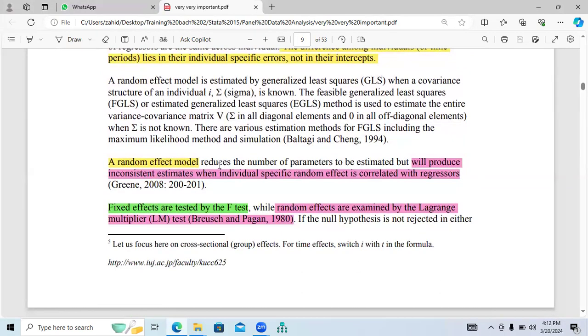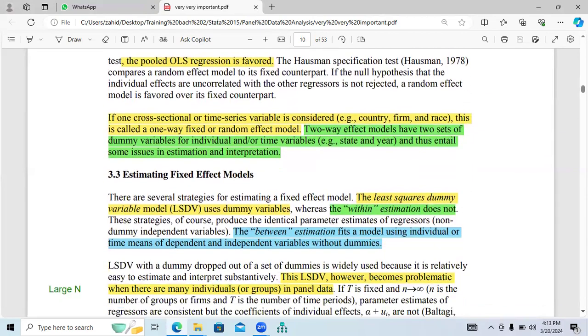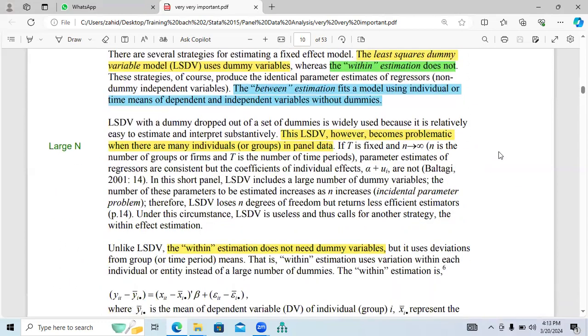So these are some considerations that you need to understand. The random effect model reduces the number of parameters to be estimated, but will produce inconsistent estimates when the individual-specific random effect is correlated with the regressor. Fixed effects are tested by the F-test. It is provided as a part of your regression analysis using Stata. So we will use it and see how these considerations are used. I will explain this in further detail time by time.